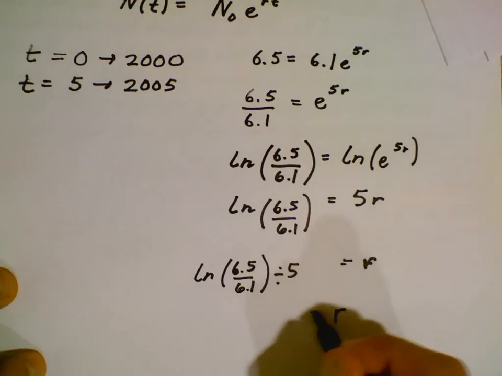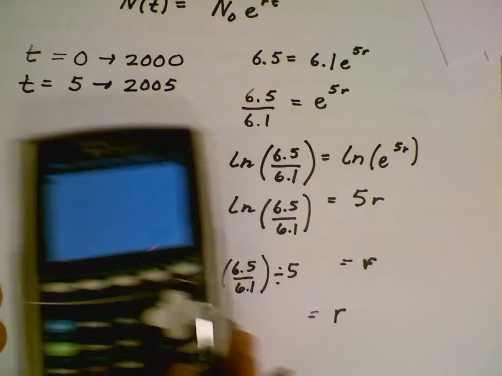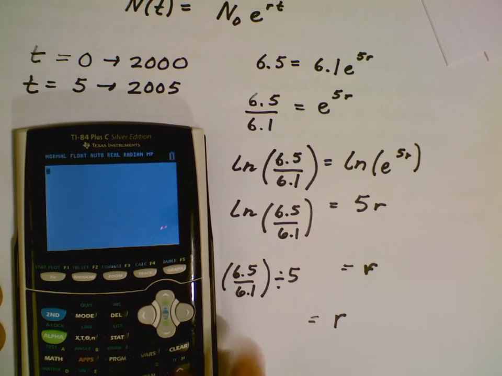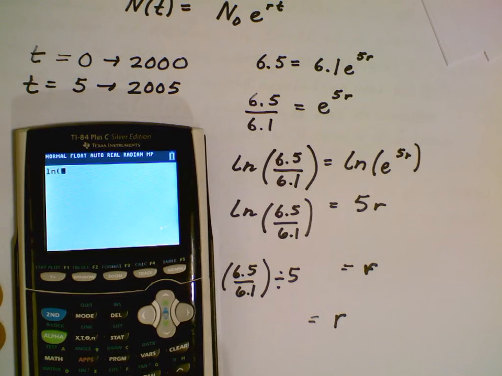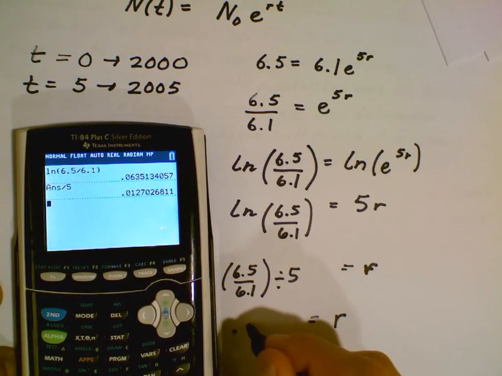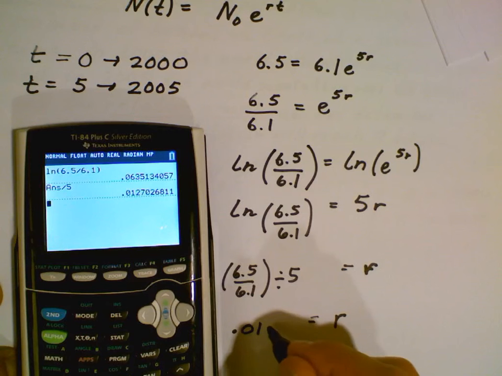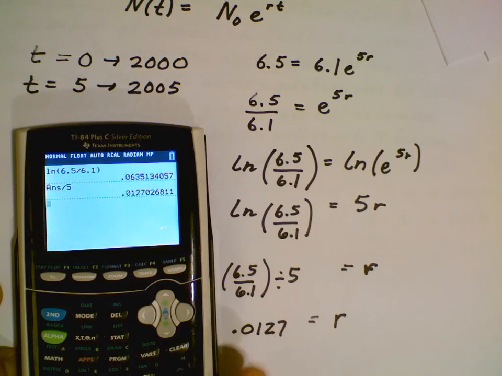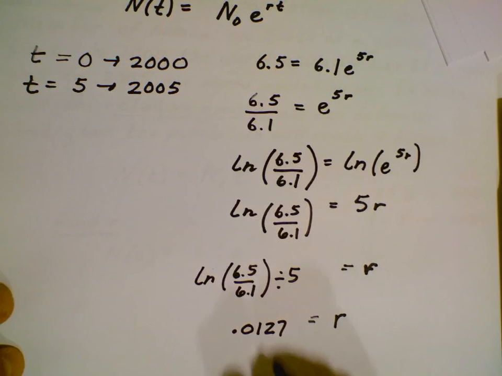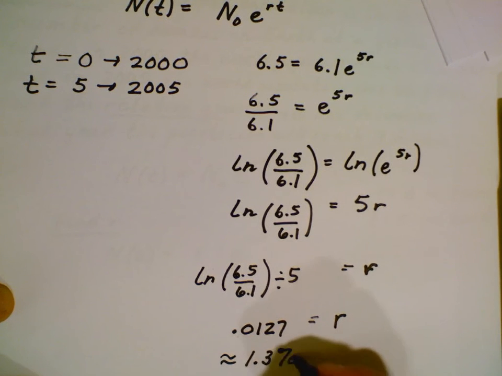So our r value here, if we use our graphing calculator, we're going to take the natural log of 6.5 divided by 6.1, close that off, and divide it by 5. And so we get 0.0127. That growth rate, if we move the decimal two places to the right, is going to be approximately 1.3%. That is going to be our growth rate.